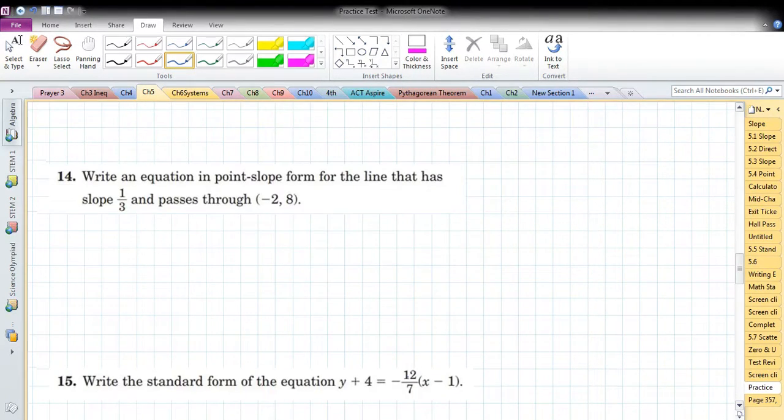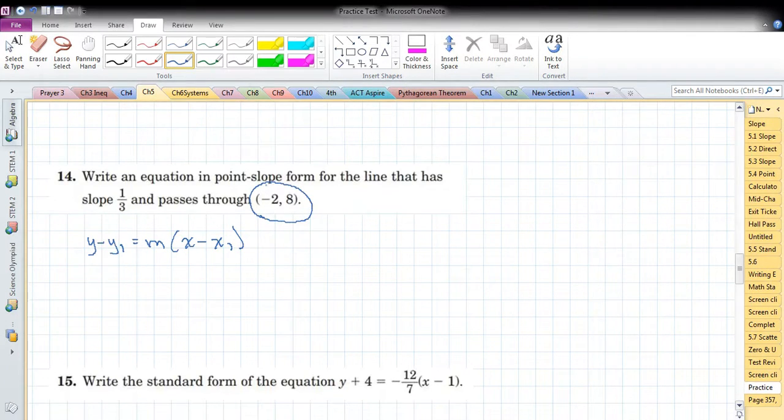Write an equation in point-slope form of a line that has a slope 1/3 and passes through the point negative 2, 8. So it's in point-slope form. So that's y minus y1 is equal to m times x minus x1. Remember that this is the point that's given, so that's going to be the x1, y1. The slope is here. m is equal to 1/3, and all we have to do is plug everything in.